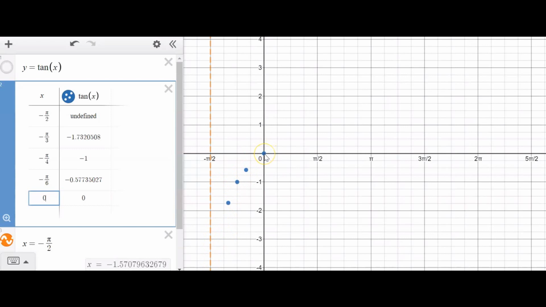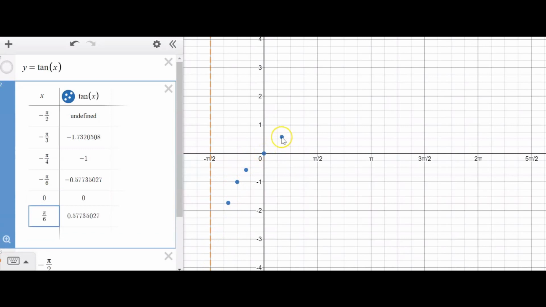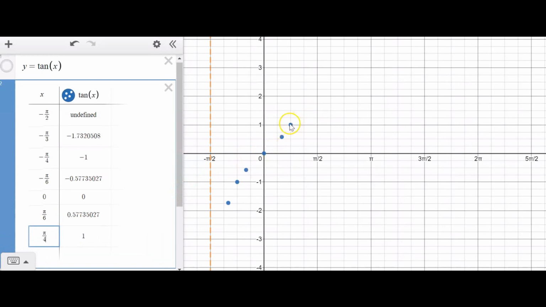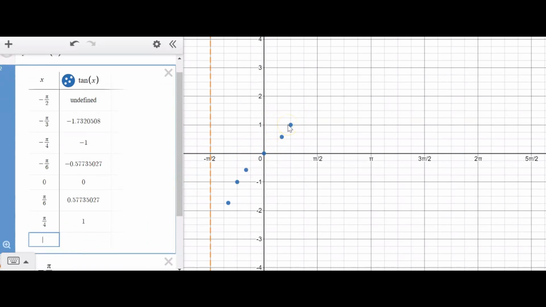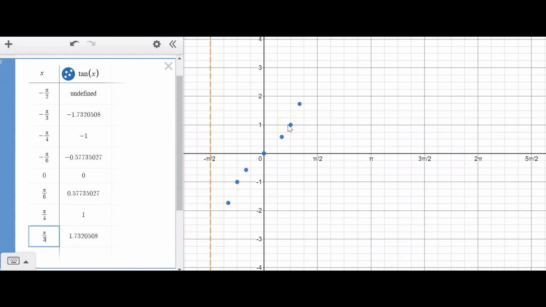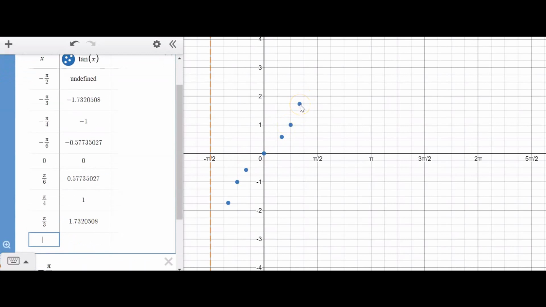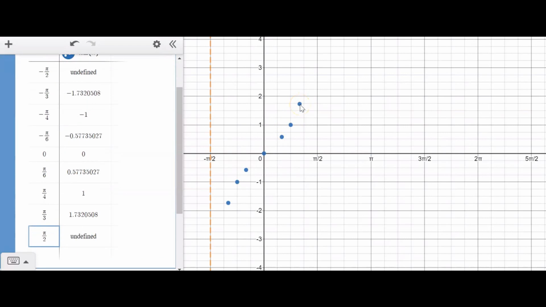And then it goes up to 0 here, and now we're going to go to pi over 6. And look, that now gives us positive square root of 3 over 3, okay? Which is positive 0.774. Then we're going to go to pi over 4, which is going to give us 1, which is right here, okay? Then we're going to go to pi over 3, which is going to give us square root of 3, which is 1.732. That's up here.